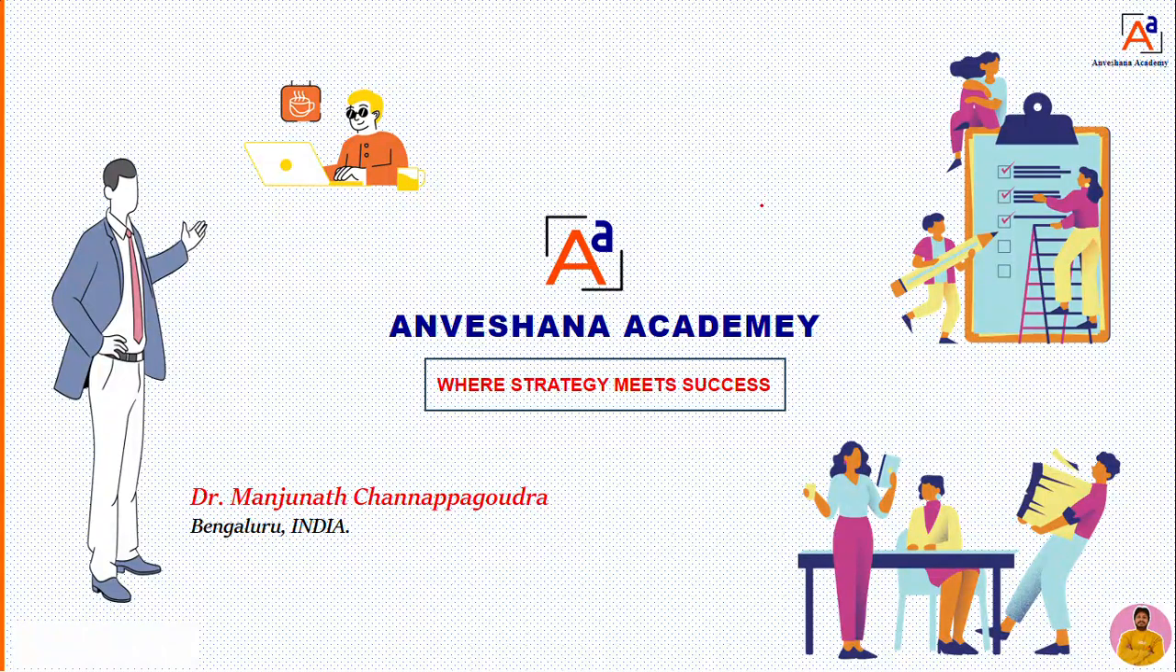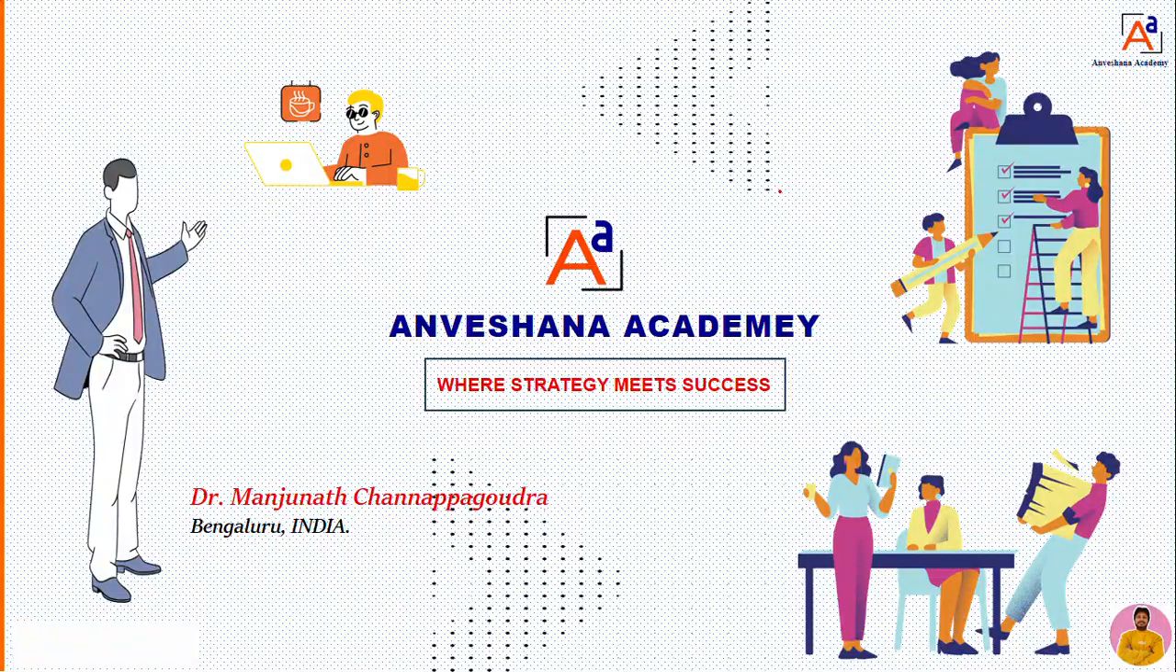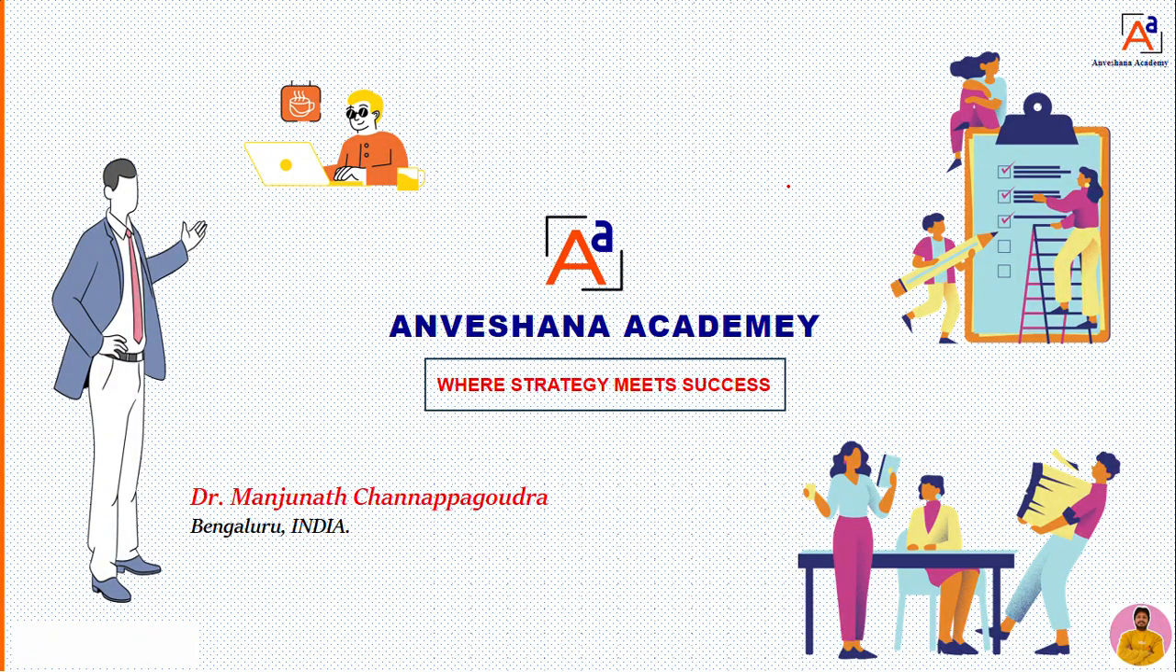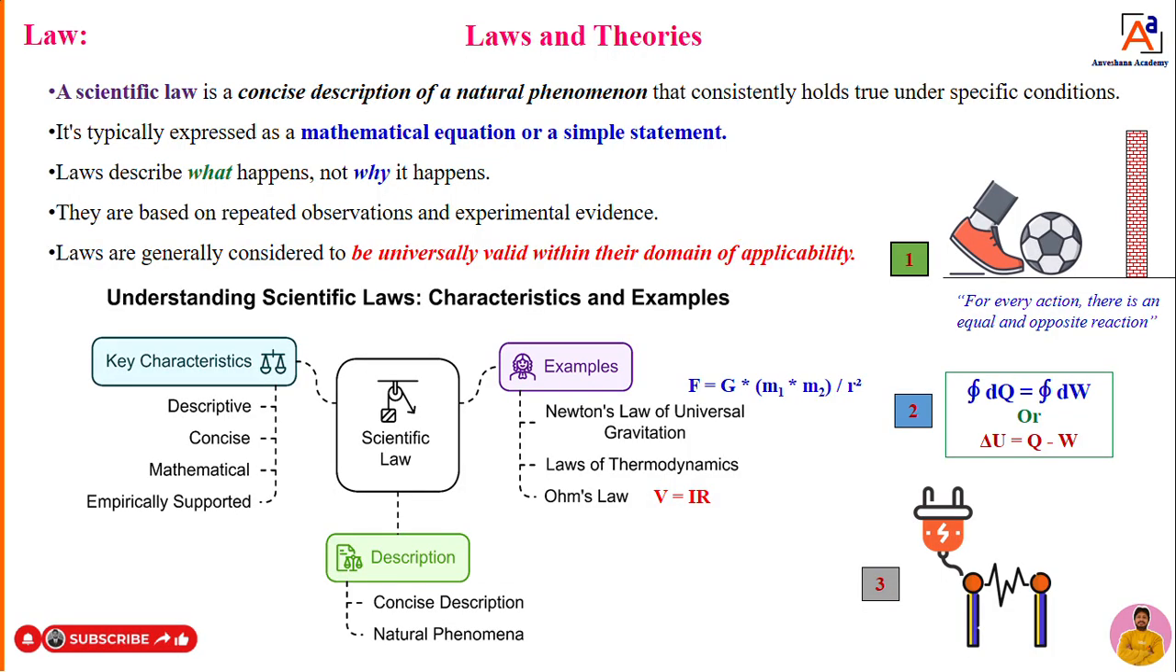Okay, dear students, in the last class we discussed what unification and reductionism are. With many examples, I discussed unification and reductionism in detail. Now I will move towards the next topic, that is laws and theories. These laws and theories are very important aspects in physics. These are two important concepts in physics. So what is a law? We'll study now.